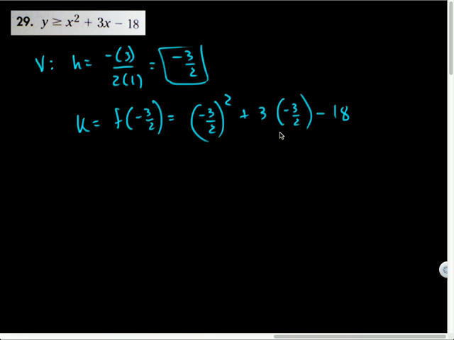Not bad. Negative 3/2 all squared is, well, negative all squared is going to be positive. 3 squared is 9, 2 squared is 4. Plus, well, actually 3 times negative 3 is going to be minus 9 over 2.